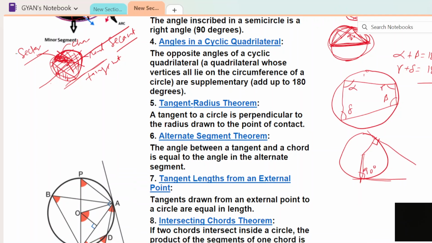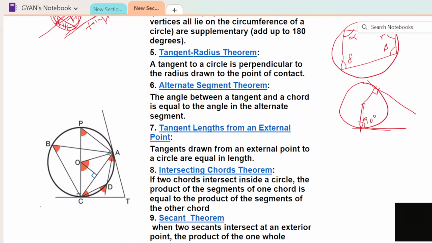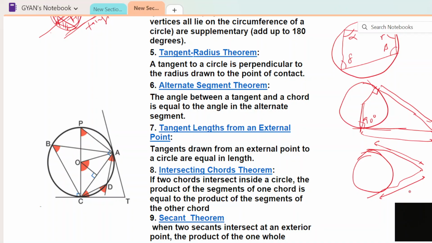Tangent lengths from an external point are equal. Suppose you extend this, this is the point, so this length and this length will be equal. So this is a circle and this is an external point. You draw a tangent here, a tangent here. This length and this length will be equal. If this is L, then this will also be L.